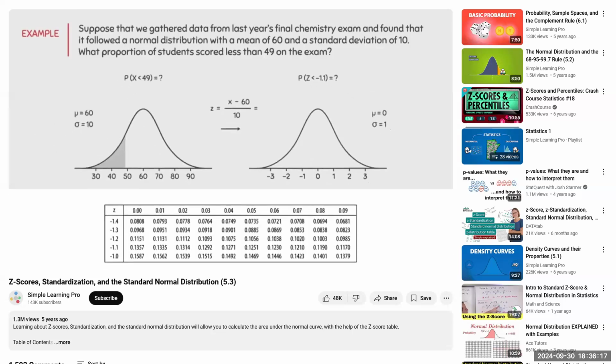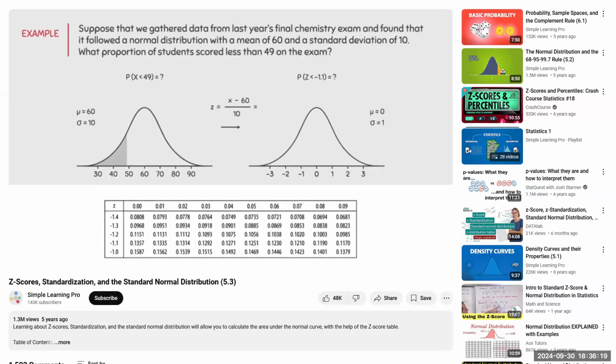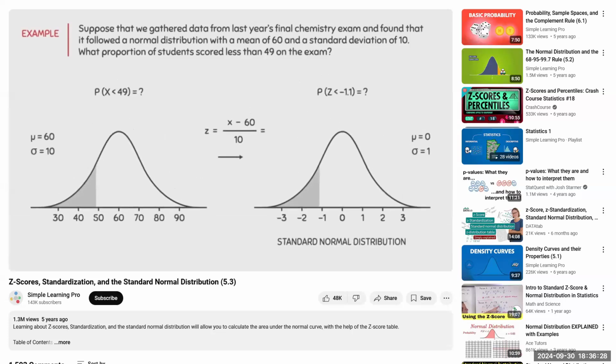And finally, we can use the z-score table to determine how much area is associated with the z-score. According to the table, there's an area of 0.1357 to the left of the z value. This means that the proportion of z less than -1.1 is 0.1357. This value is in fact the same proportion of individuals that scored less than 49 on the exam. Let's do one more example.